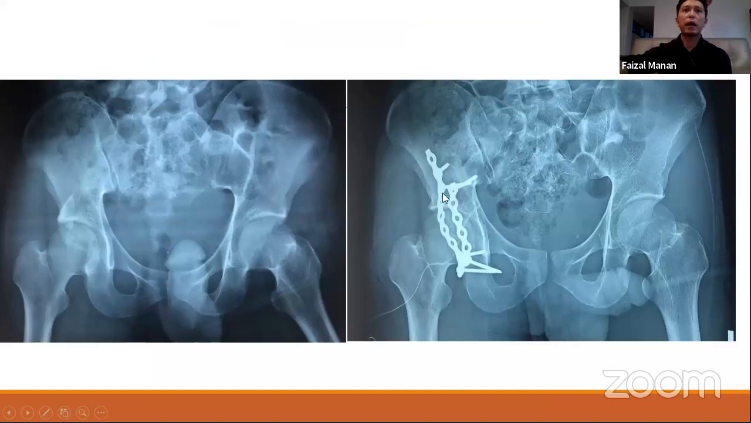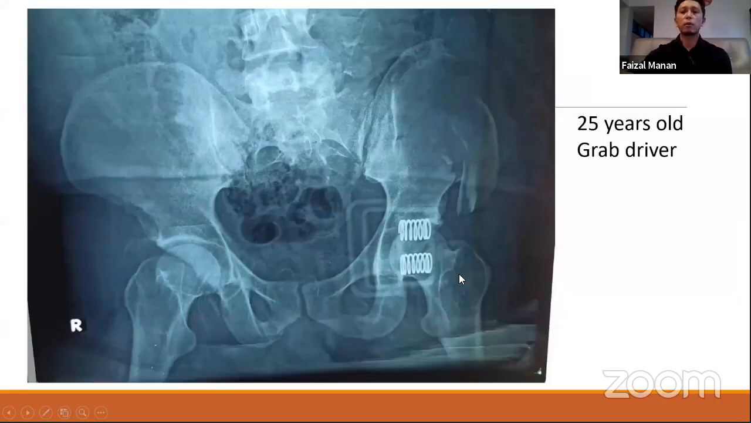Okay, and this is a part of the acetabulum. You can see that if you were to follow the Shenton's line, then you can see there's actually a fragment at the back there. So this is a plate augmented to the posterior aspect to help reduce it. Okay. All right. So we are coming to the end of the presentation.